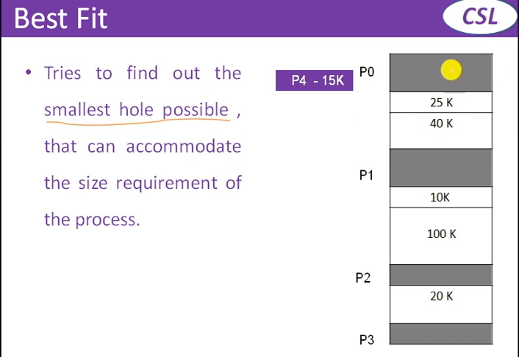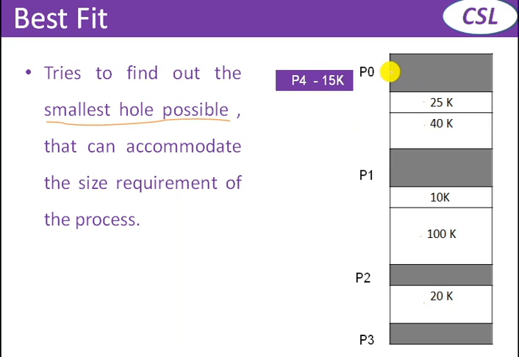Okay. So this is our memory structure and our request is P4 with 15K size. This 15K can be accommodated on this partition and this and this and this. There are 4 partitions available. Among the 4, this P4 can be accommodated, but based on best fit we need to find the smallest hole possible. So here we have to identify the smallest possible area, which means we need to start the search from the starting.